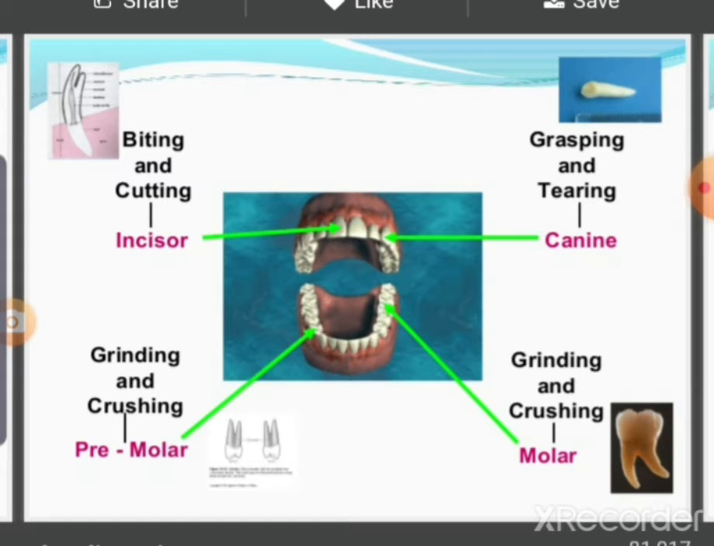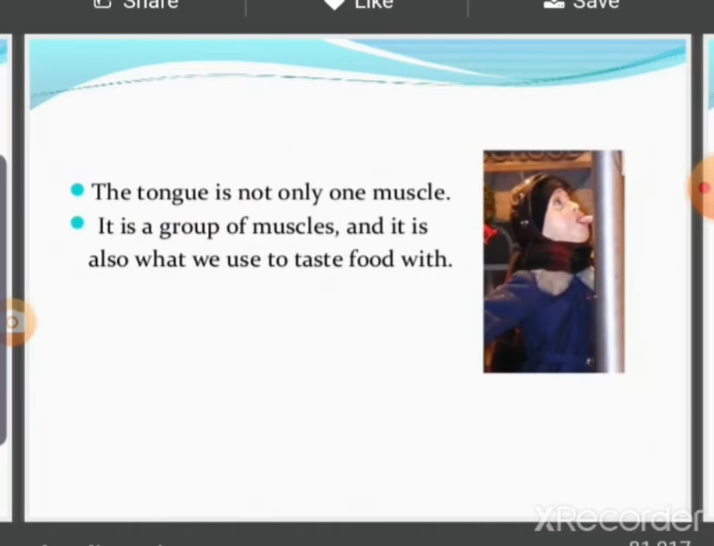The function of incisors is cutting and biting our food. Canines generally tear meat and flesh. And premolars and molars have almost the same function, that is the grinding and crushing of our food to make it into a simpler form. So as you know, we have a total of 32 teeth, 16 in each jaw.